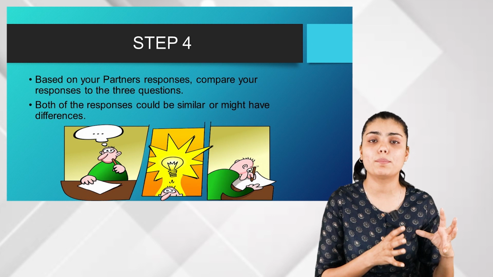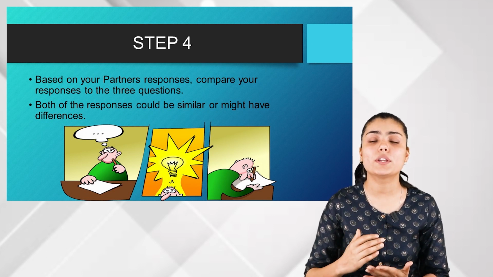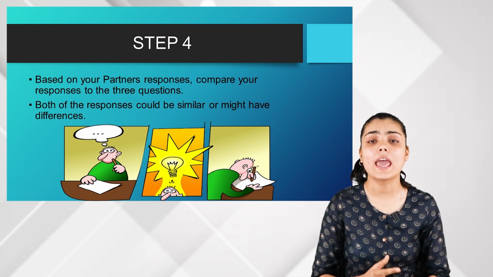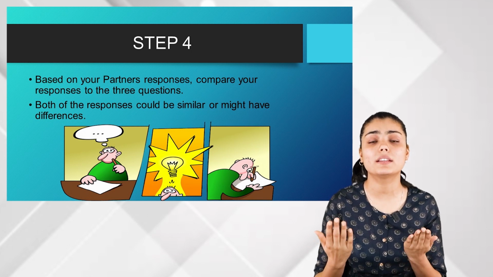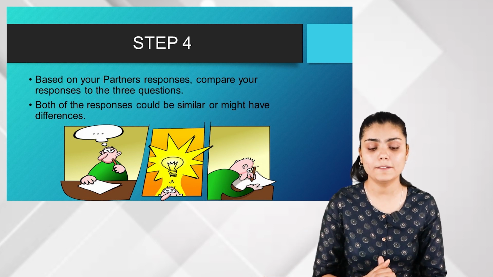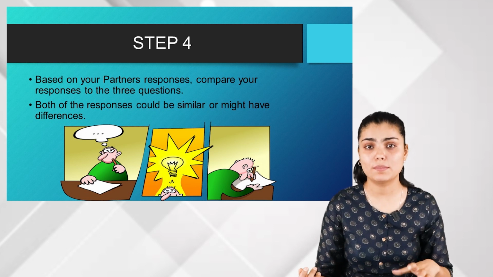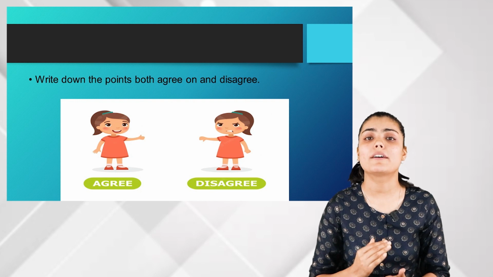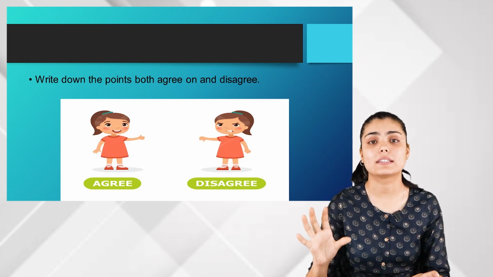In the third step, the other partner has also read your description. Now in the fourth step, you are going to ask your partner to give a response to what you have written. Okay, and since now you have 2 responses, you are also going to compare the responses given by you and your partner. Now there are 2 things that can happen, right? Either you both have the similar response or there might be some differences. So here you also have to list down the points on which you agree as well as disagree.